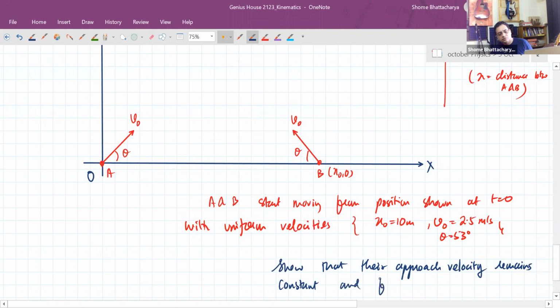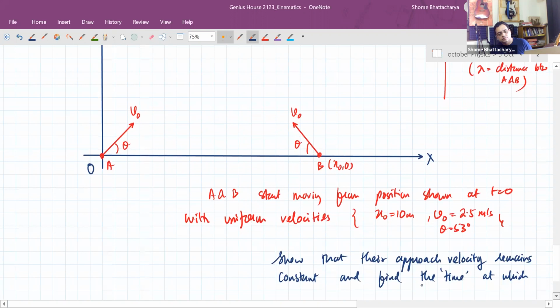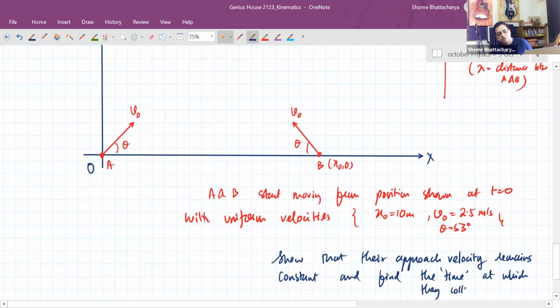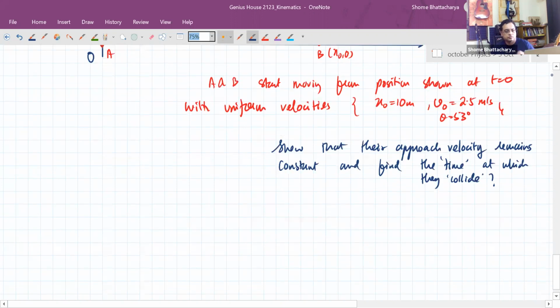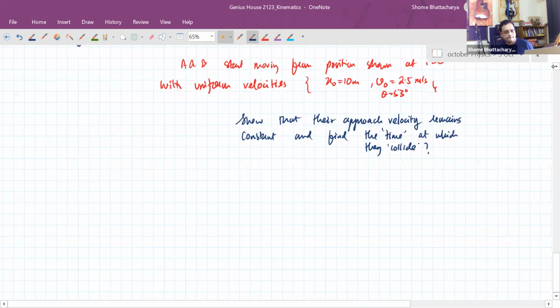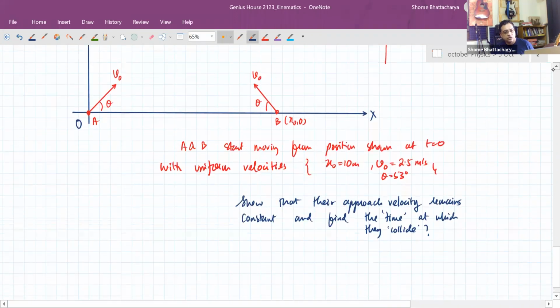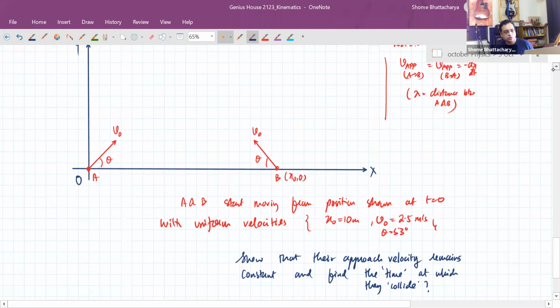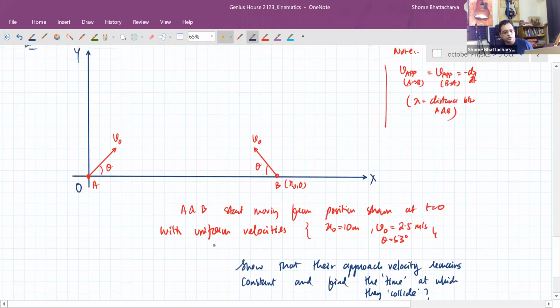And find the time at which they collide. So these are not two projectiles, they are just two objects which are moving with uniform velocities in the xy plane.